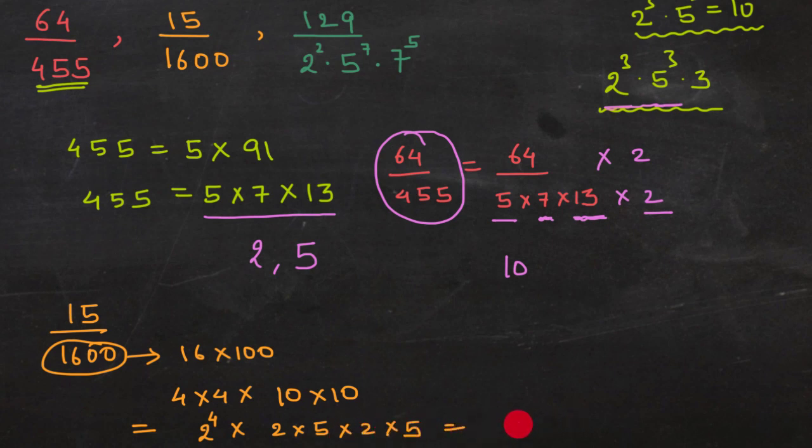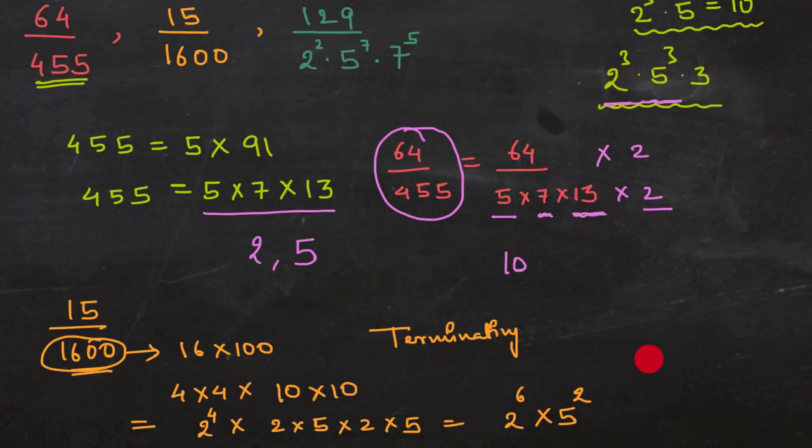So this would finally give us, we have 4, 5, 6, a total of six 2's, so 2 to the power 6, times we have two 5's, 5 square. So we only have 2's and 5's in the denominator as the prime factorization of 1600. So this would mean that the decimal representation of this rational number would be terminating.